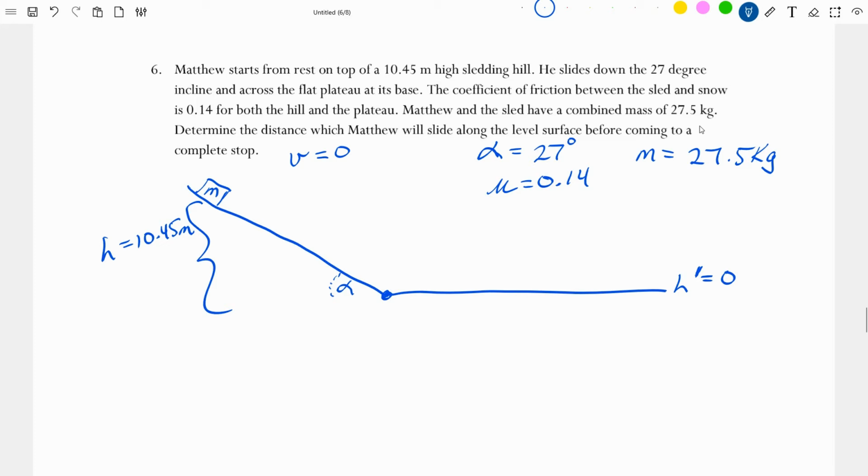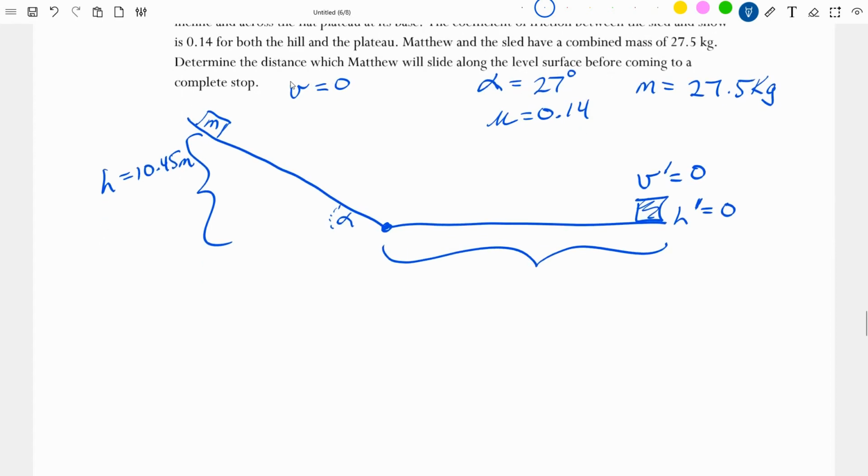27.5 kilograms. Determine the distance which Matthew will slide along the level surface. So that's what we're trying to find. Find the distance, because at some point, let's just draw in that point, at some point he's going to stop before coming to a complete stop.